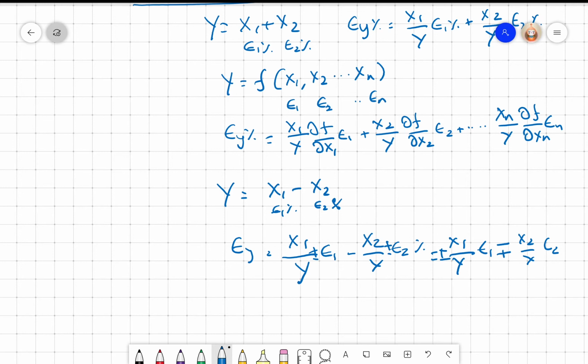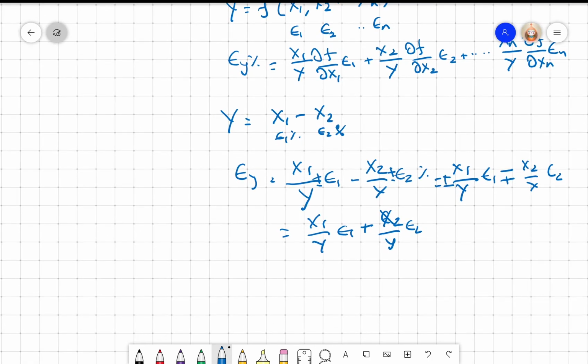But we really do not know whether epsilon 1 is going to be positive or negative, unless we make a calibration, right? We measure and see what the error is at that point. So both plus and minus are equally likely. In the worst case, I can simply say x1 by y into epsilon 1 plus x2 by y into epsilon 2, right? So you have to be really careful when you are subtracting. Even though we are subtracting, the worst case errors add up.